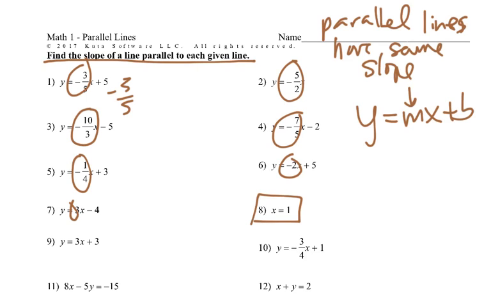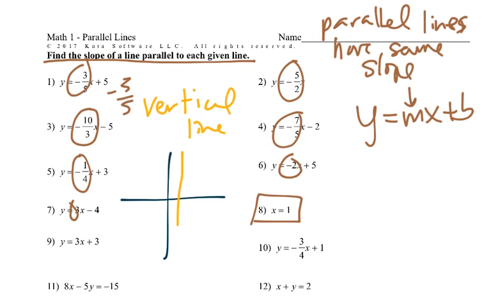Now, 8 is a different situation. This is actually a vertical line. It would be at x equals 1, and we'd have this vertical line here. The slope is rise over run, so if I pick 2 points, let's say 1 and 2, my rise would be 1, but I'm not moving left or right, so it would be 1 over 0. We can never divide by 0, so my slope would be undefined.